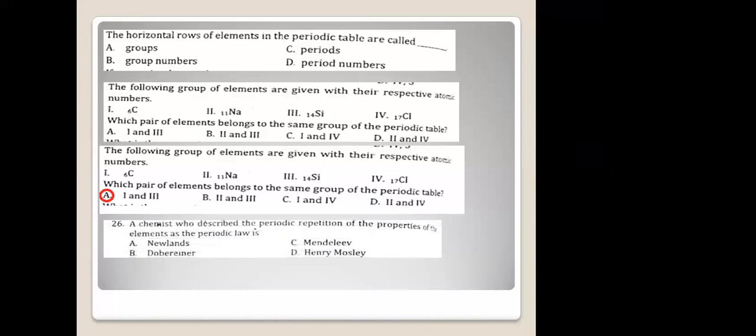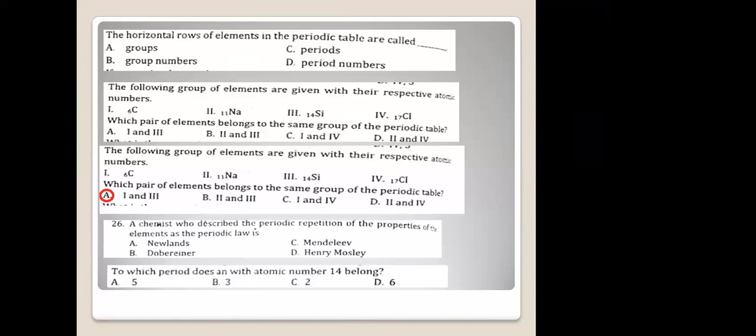Moving on to the next question. This is very simple. A chemist who described the periodic repetition of the properties of the elements as the periodic law is? It is Mendeleev. Yes, obviously it is Mendeleev.